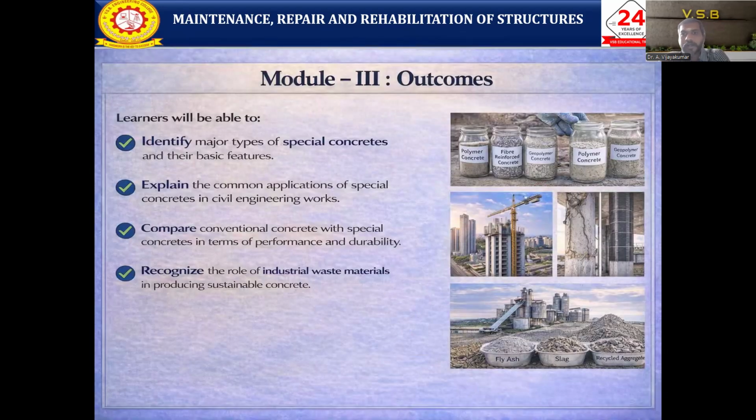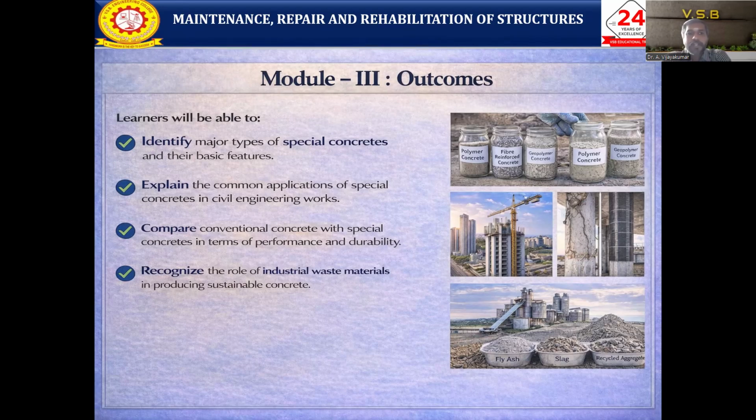I hope you all can understand module 3. Especially, you should be able to identify the major types of special concrete and the basic features of different types of special concrete, like polymer, fiber reinforced concrete, geopolymer concrete, high performance concrete and self-compacting concrete. You should also easily identify the properties, the manufacturing process, advantages, disadvantages and applications of these types of special concrete.